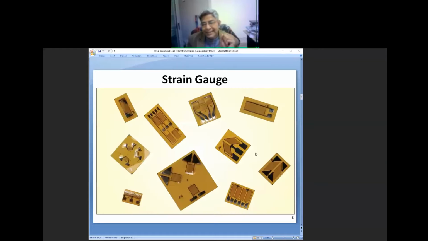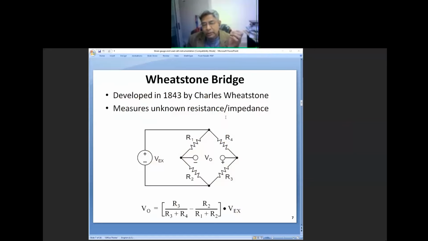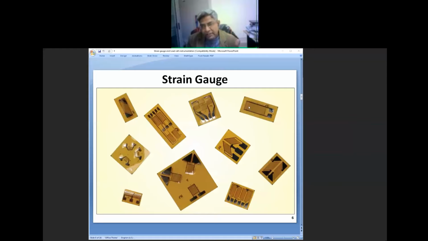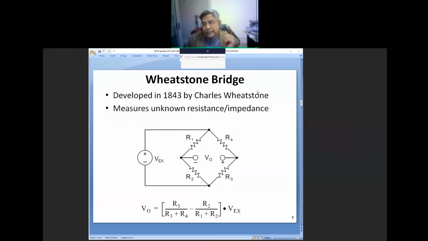Now come strain gauges. What do strain gauges look like? As you can see, these are all Omega brand. Omega is a very famous brand that makes strain gauges. And then next, once we have the resistance, how do we measure that resistance?